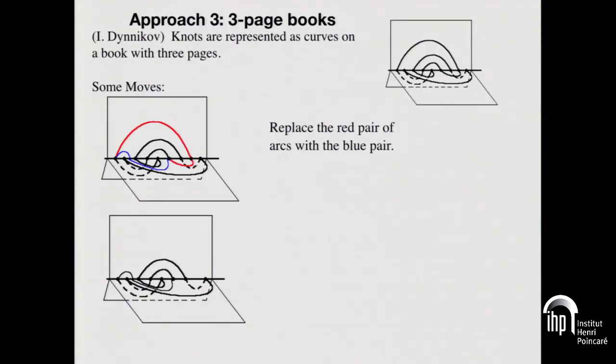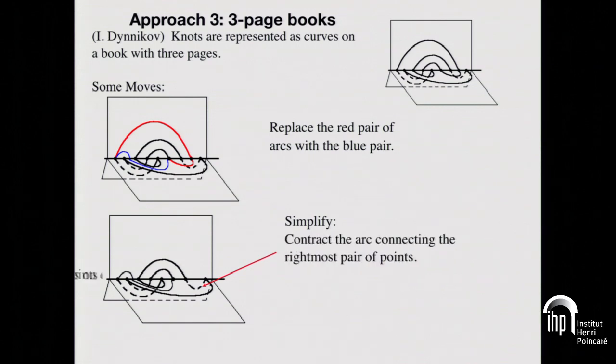There's an approach to unknotting by Dynnikov, which is based on books with three pages. The idea here is that you can take a knot. This is equivalent to something you may have seen elsewhere called a grid diagram. You take a knot and you place it on three pages of a book in R3. And then there are moves that you're allowed to make where you flip an arc from one page to an adjacent page. For example, that big red arc can be flipped to that small red arc, while the blue and the red can be flipped to the other blue and the red. And Dynnikov studied these kinds of moves. Certain types of simplifications occur when you remove arcs.